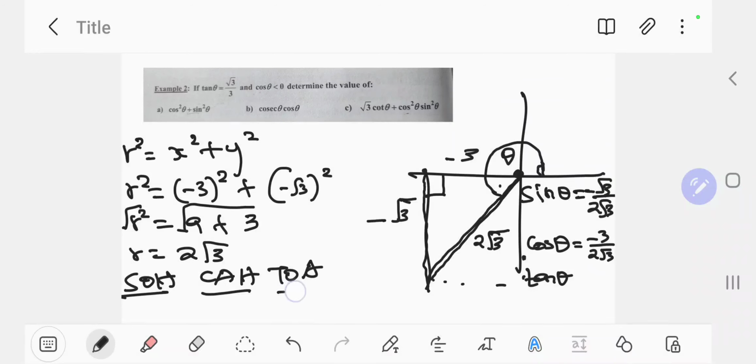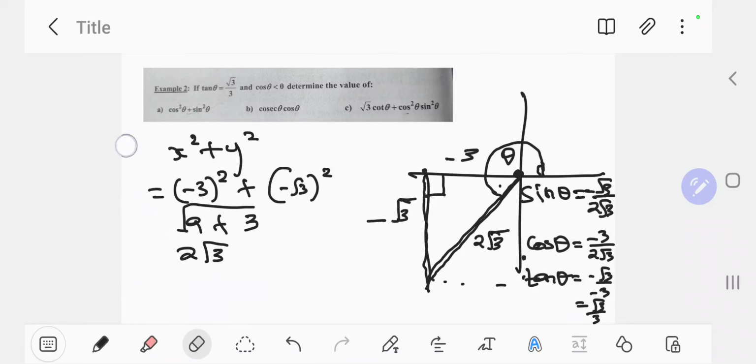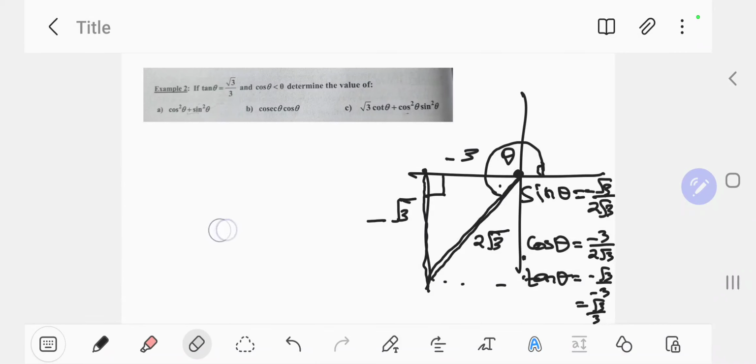All right, so from there, we're looking at tan theta. Tan theta is going to be the opposite side over the adjacent side. Opposite side is negative root 3 over negative 3. So root 3 over 3, the negative signs will cancel each other. So I'm taking out this information so that we can start answering the questions, boys and girls.